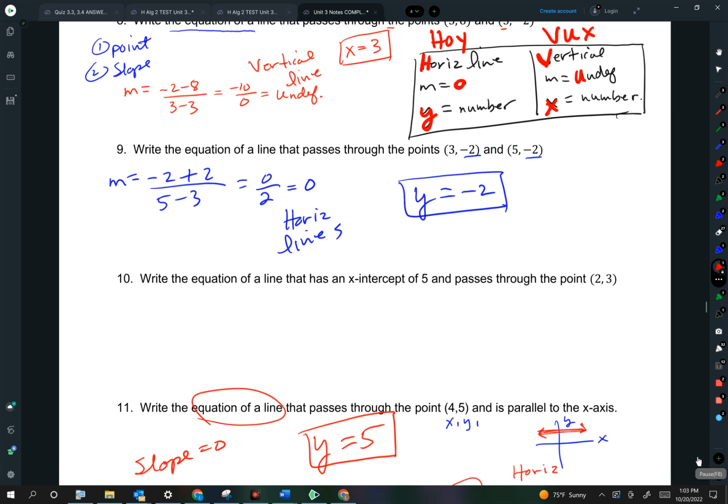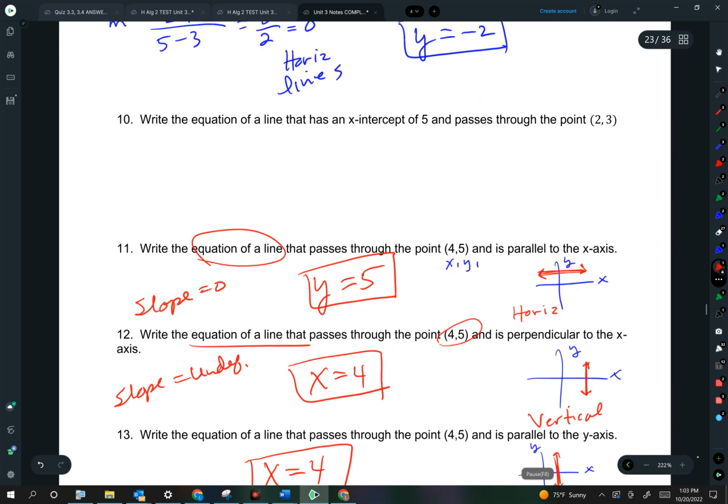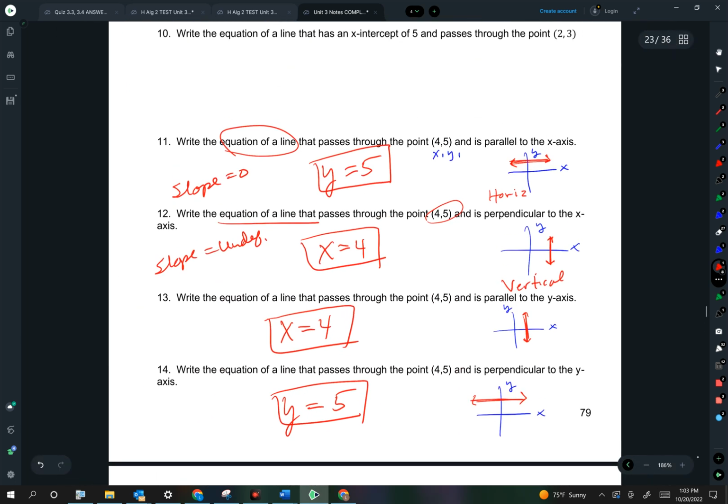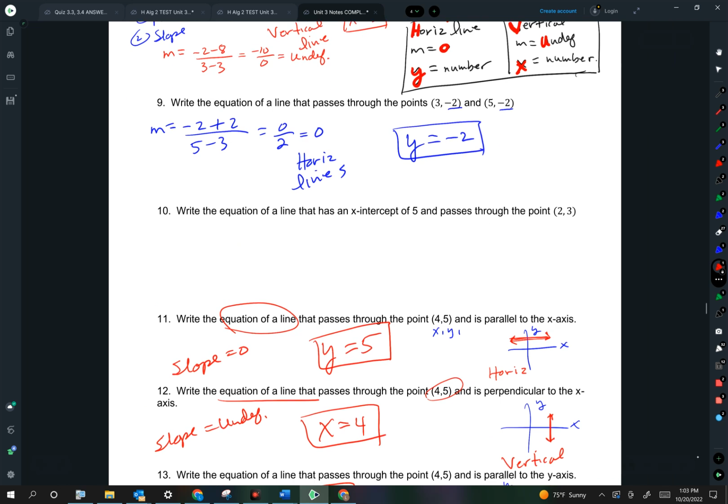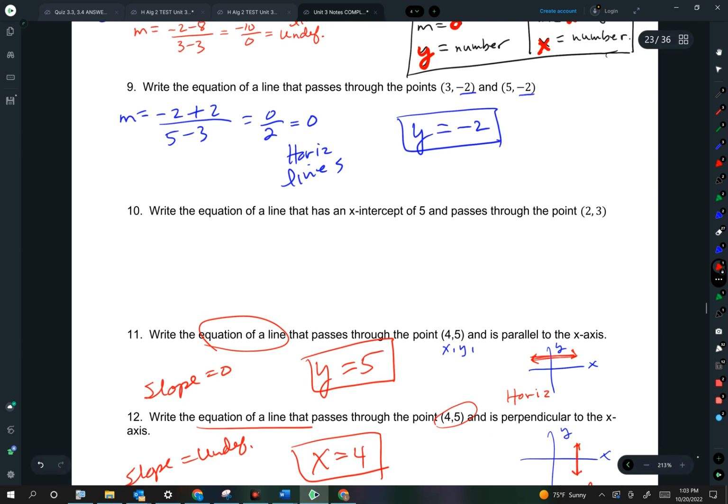So now I want to go back to number 10. I wanted to skip it because I wanted to do all the ones that were kind of similar, using that little chart. It says, write the equation of a line. As soon as I see that phrase, my first thought is point slope, unless I decide that it's one of my special cases. I know it has an x-intercept of 5, not a y-intercept. Well, if it has an x-intercept of 5, all that's telling me is that it has an ordered pair 5, 0. That's what that means, right? X-intercept of 5. And it also passes through the point 2, 3.